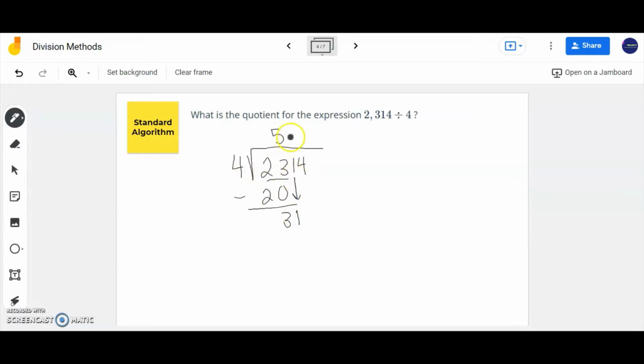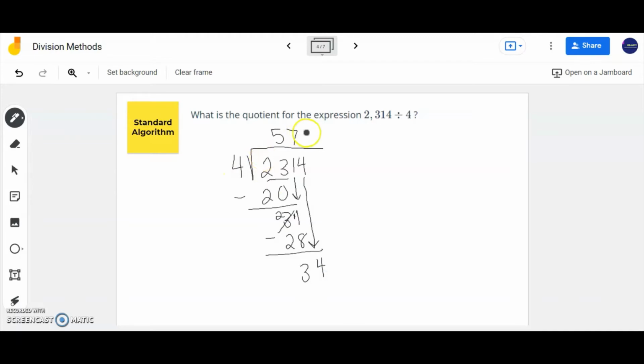4 times what number gets me close to or exactly to 31? Well, 4 times 7 is 28. So now here, 1 minus 8, we cannot do that. Let's borrow here. And this 1 becomes an 11. So 11 minus 8 is in fact 3. Now we're not done yet. I still have a digit in my ones place. Going to bring down this 4.